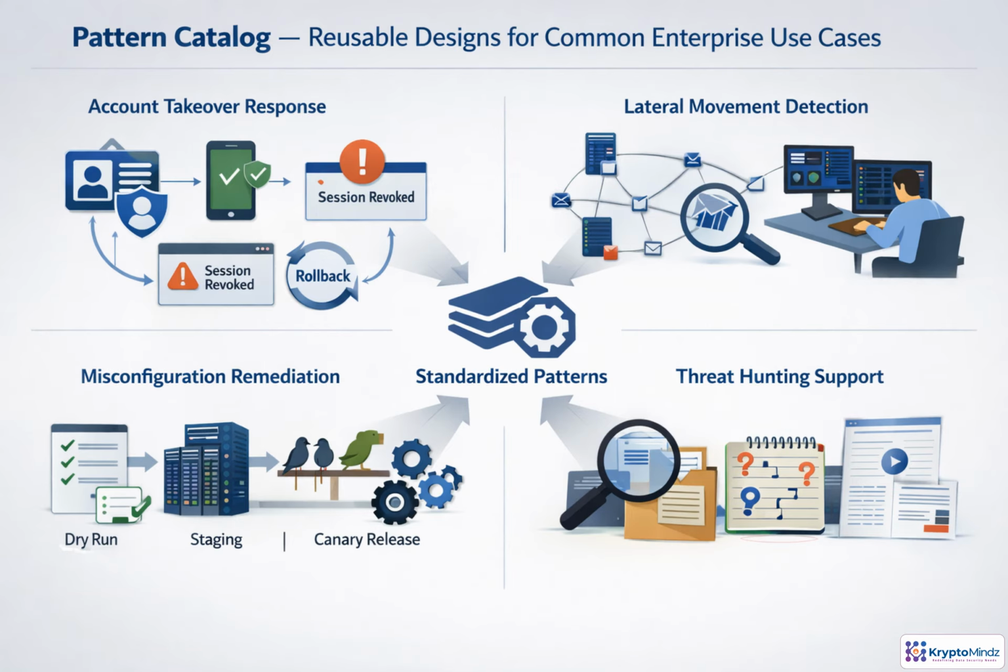At this point, the goal is repeatability. A pattern catalog turns individual agent designs into reusable security playbooks. Account takeover needs identity context, approval gates, staged revocation, and rollback. Lateral movement needs enrichment, graph correlation, escalation, and tightly limited containment. Misconfiguration fixes need dry runs, staging, canaries, and change control. Threat hunting is different. It should retrieve evidence and track hypotheses, but avoid production changes. Patterns let teams move faster while keeping risk controls consistent.